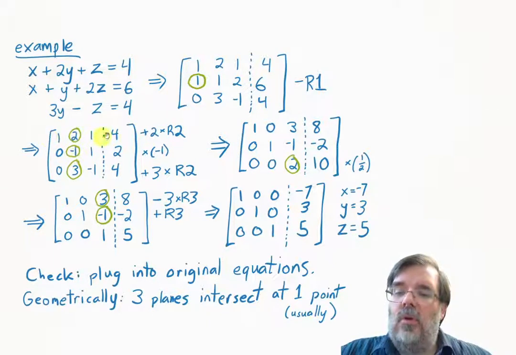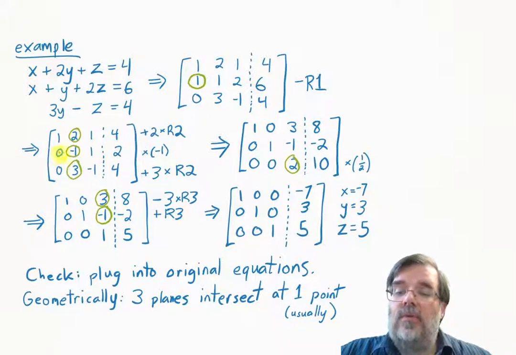So from row 1, we can add 2 times the numbers in row 2. So 1 plus 2 times 0 is 1. 2 plus 2 times negative 1 is 0. 1 plus 2 times 1 is 3. And 4 plus 2 times 2 is 8. Gives us a 0 there.